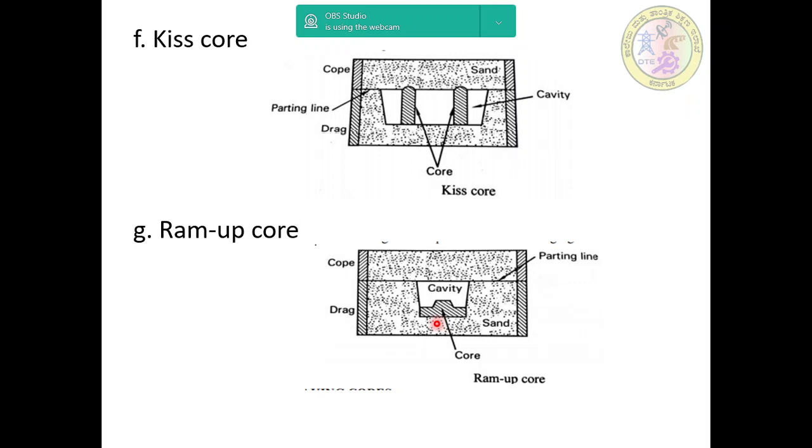That means a ram up core is used when the core is to be placed in an inaccessible position, where it is difficult to place it after ramming the sand. The core used in this case is called a ram up core, and is placed in the mold along with the pattern before ramming, as shown in the sketch.